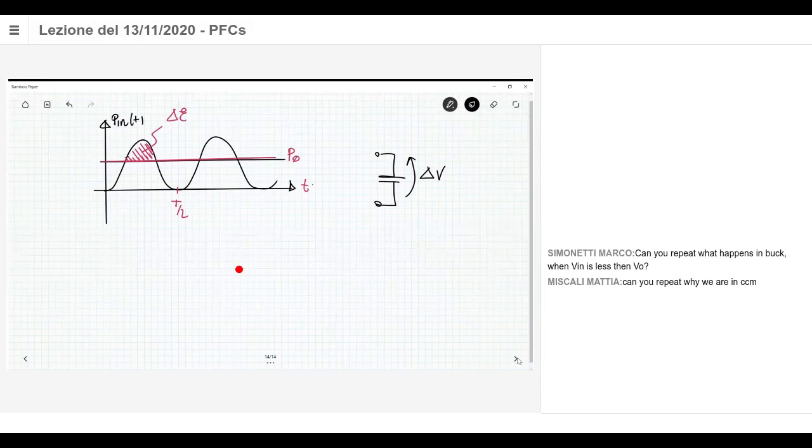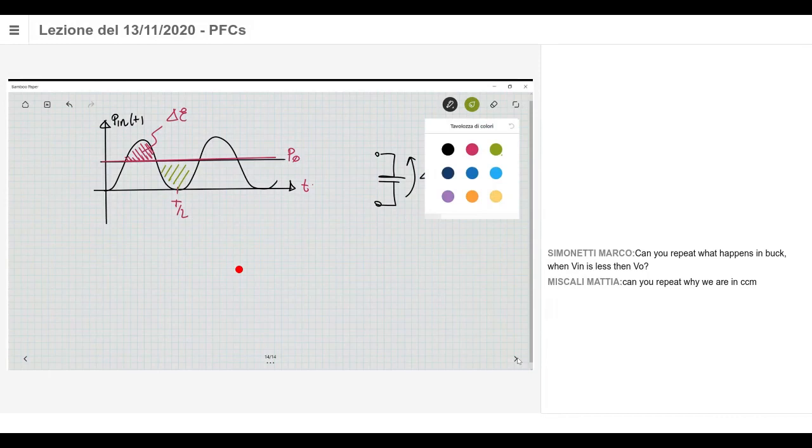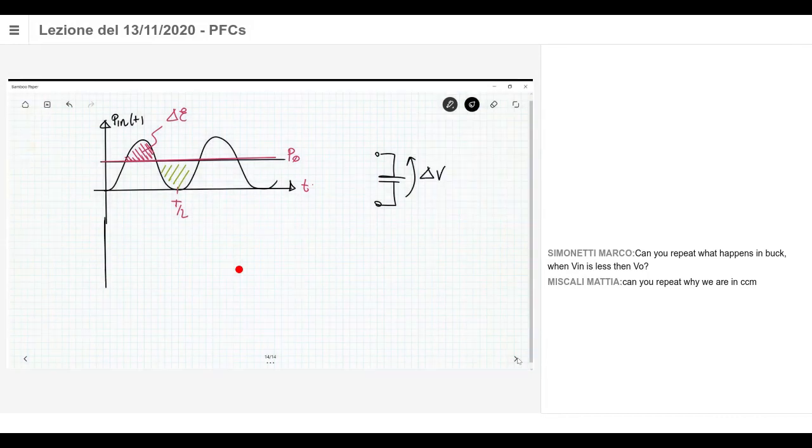In the same way, when this capacitor releases the energy, and this happens here in this interval, the voltage across this capacitor reduces. So the fact that the energy can be positive or negative has a direct implication on the voltage variation across the output capacitor. So look at what happens to the output voltage.